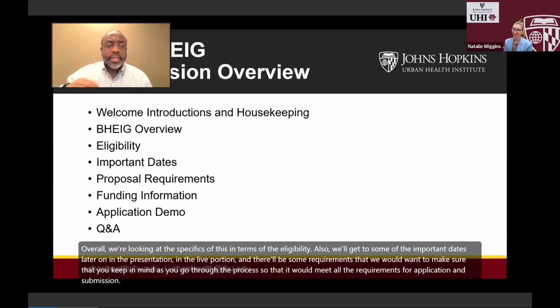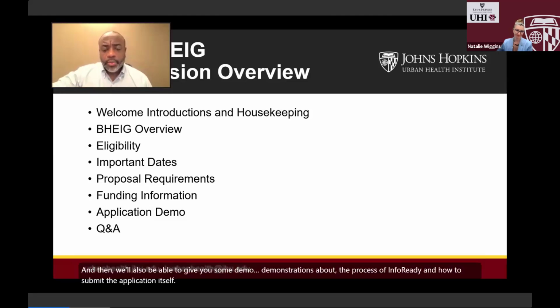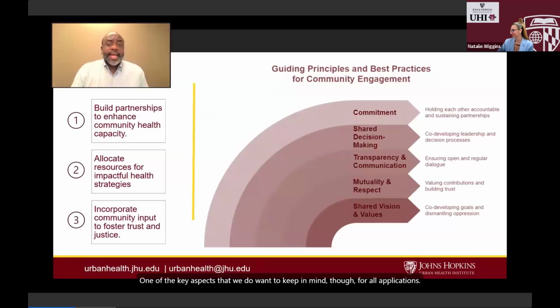Overall, we're looking at the specifics of this in terms of the eligibility. Also, we'll get to some of the important dates later on in the presentation in the live portion. And there'll be some requirements that we would want you to keep in mind as you go through the process so that it would meet all the requirements for application and submission. And then we'll also give you some demonstrations about the process of InfoReady and how to submit the application itself.